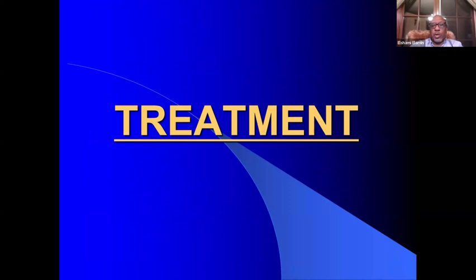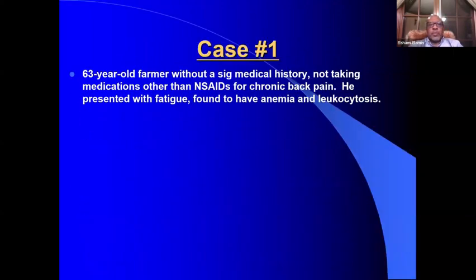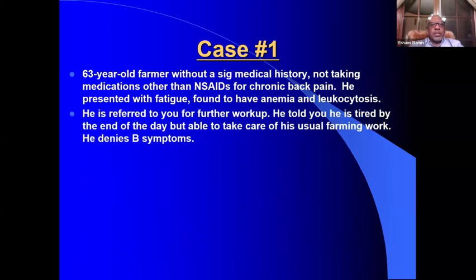And as usual, we're going to have our case. So our patient today is a 63-year-old farmer without a significant medical history, a healthy farmer, not taking any medication other than NSAIDs for chronic back pain. He presented with fatigue, found to have anemia and leukocytosis. He is referred to you for further workup.